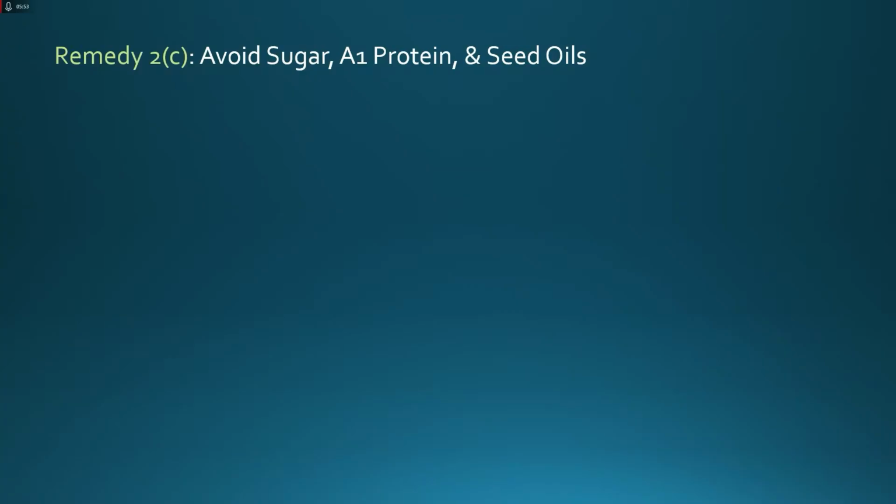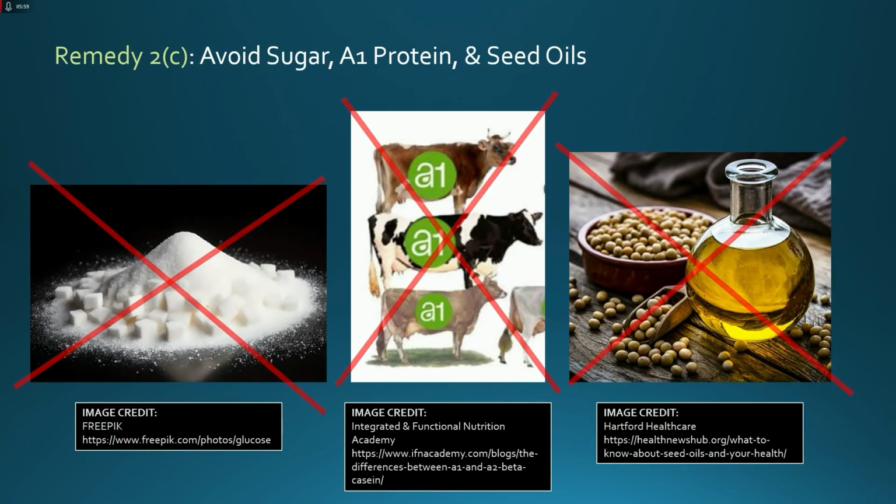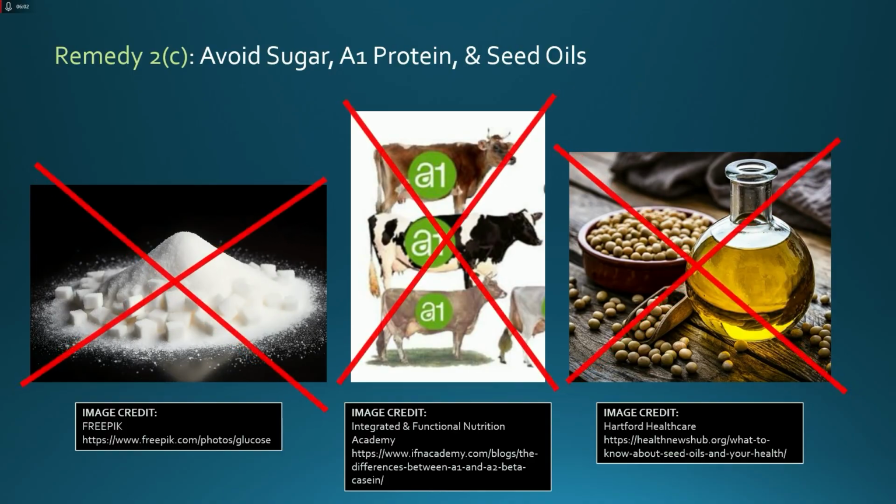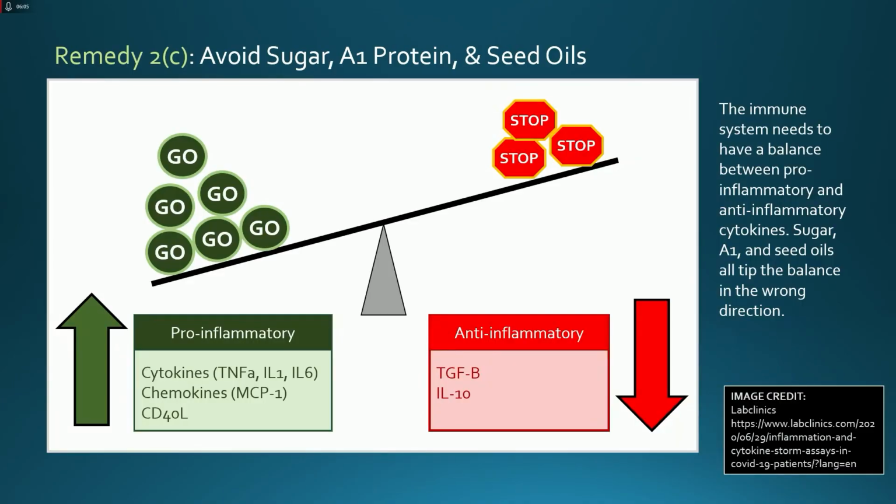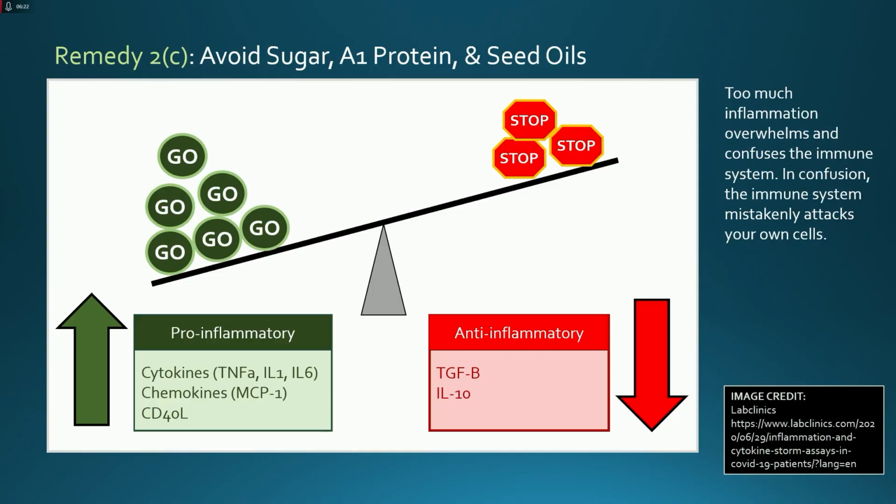Remedy 2C. Avoid sugar, A1 protein, and seed oils. So the immune system needs to have a balance between pro-inflammatory and anti-inflammatory cytokines. Sugar, A1 protein, and seed oils all tip the balance in the wrong direction. Too much inflammation overwhelms and confuses the immune system. In confusion, the immune system mistakenly attacks your own cells.